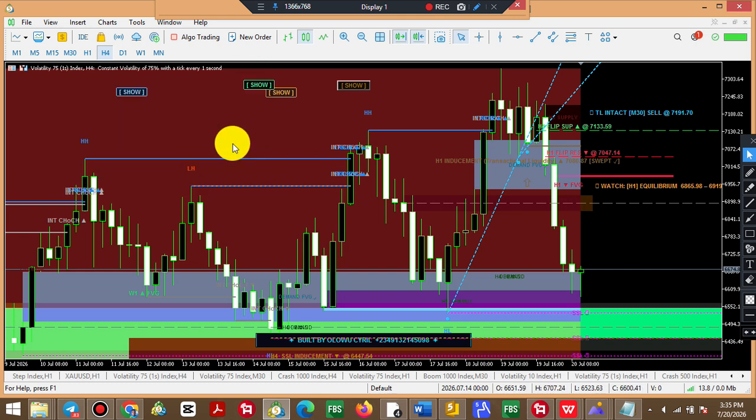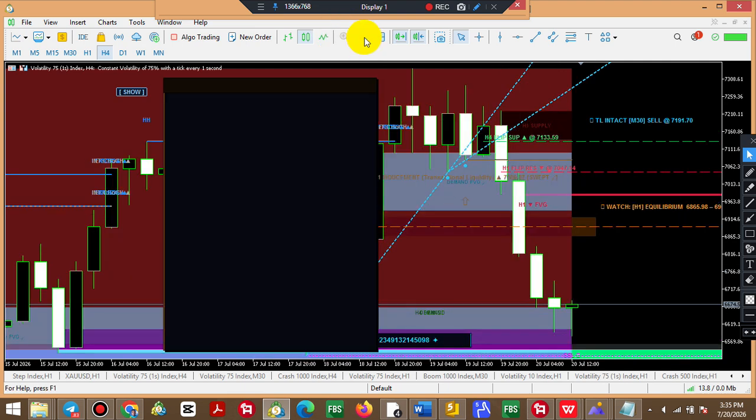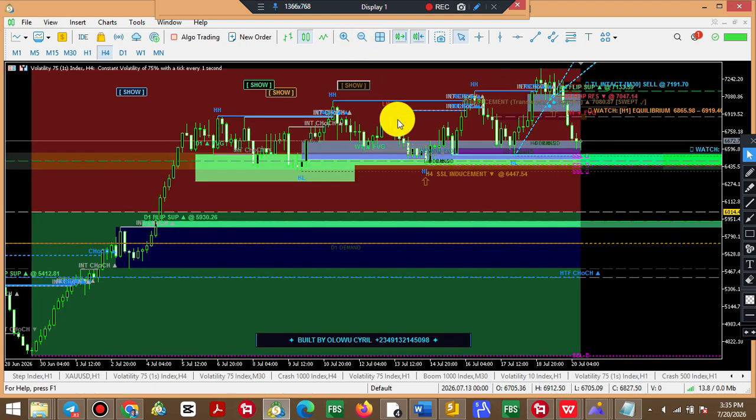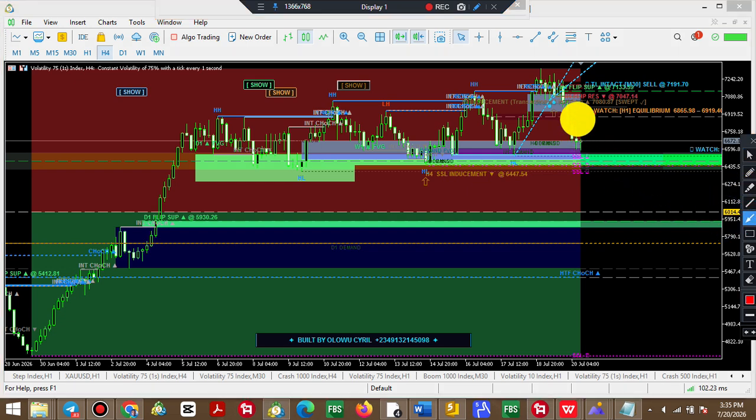So when I install the system there on the chart, if you want to get more information about how the system works, check the description below for my Telegram channel. I made videos explaining how the system works. So when I install the system, I start to see the information in different dimensions.